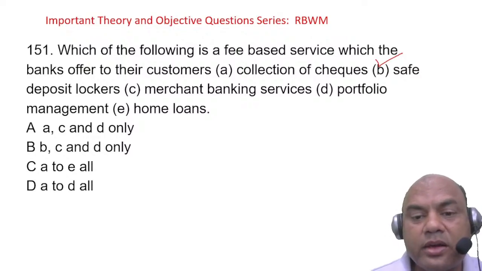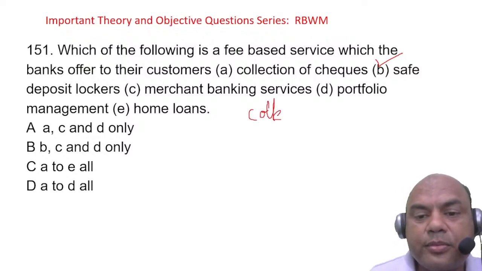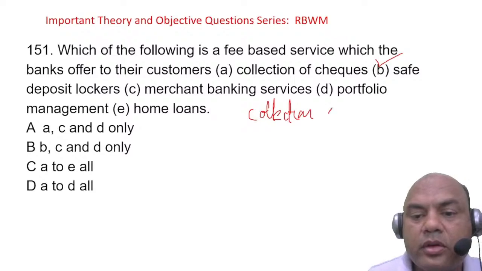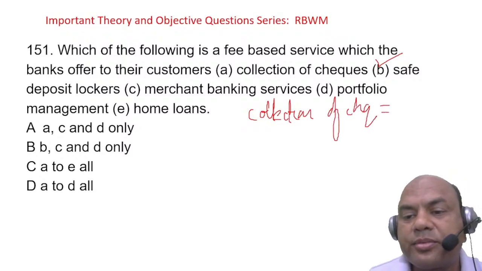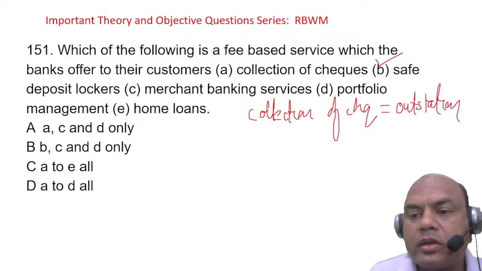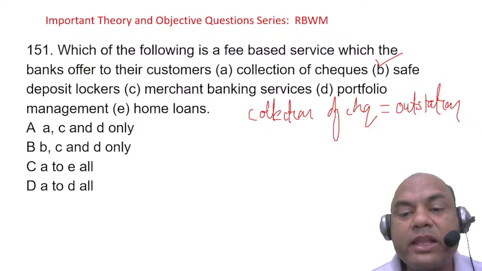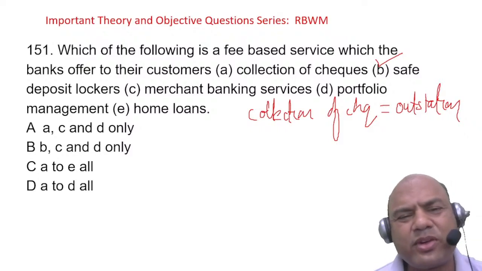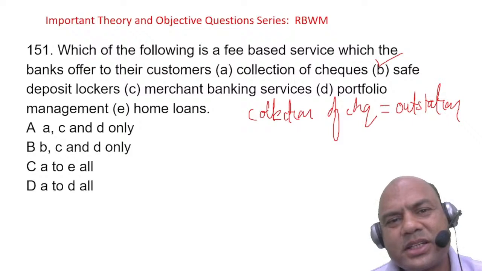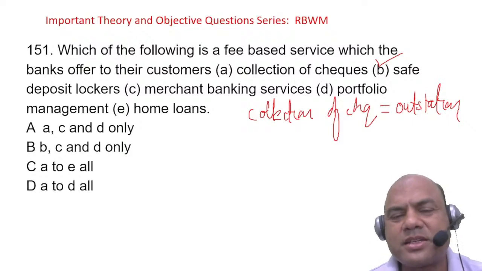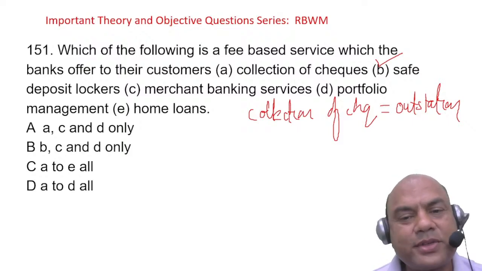So I'll write it over here. Collection of checks equals outstation checks, but these are very less now. These have become less frequent. Who gives you an outstation check today? Tell me, in this CTS age, right? So collection of checks is gone.